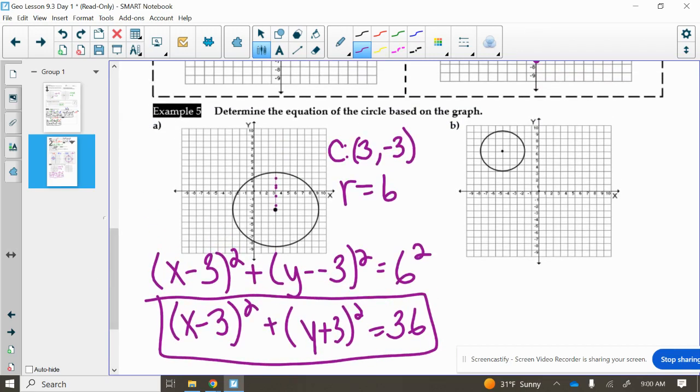Okay, last one is for you to try. Make sure you identify first the center and the radius, and then write your equation.